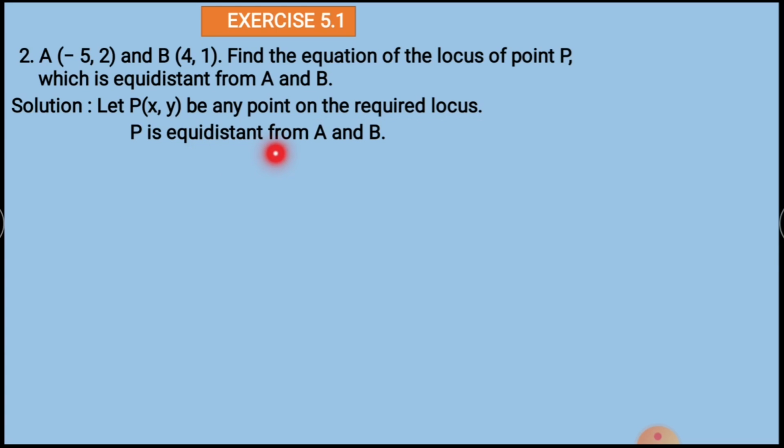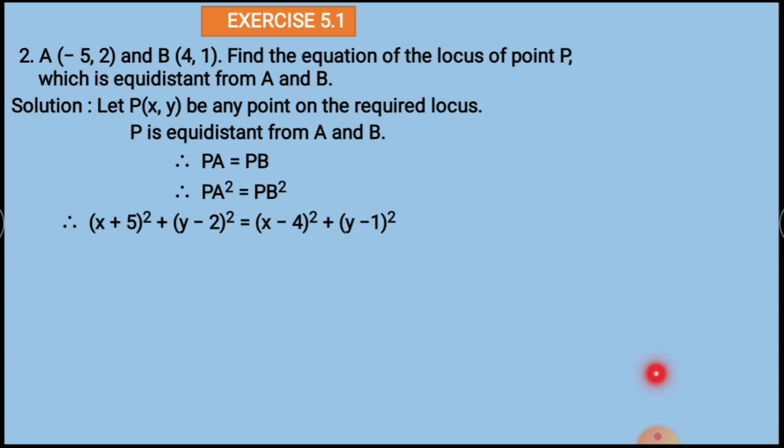So P is equidistant from A and B, this is the given condition. So we write here PA equals PB. Squaring on both sides, we write this as PA square equals PB square. So again apply the distance formula for PA and PB.